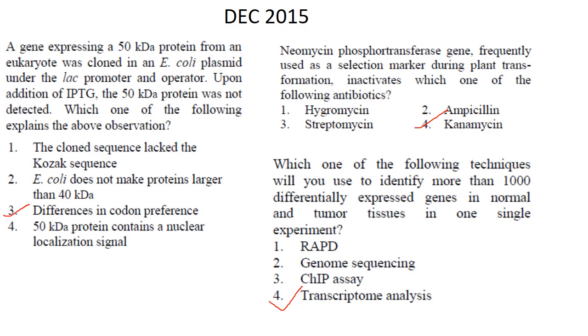Then next one. Neomycin phosphotransferase gene, frequently used as a selection marker during plant transformation, inactivates which one of the following antibiotics? So it inactivates kanamycin. Answer is option 4. Then, which of the following techniques will you use to identify more than 1000 differentially expressed genes in normal and tumor tissues in one single experiment? So in one single experiment, you should identify the differential expression of the genes. That can be done using transcriptome analysis.